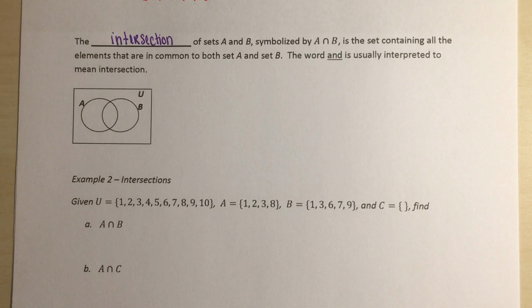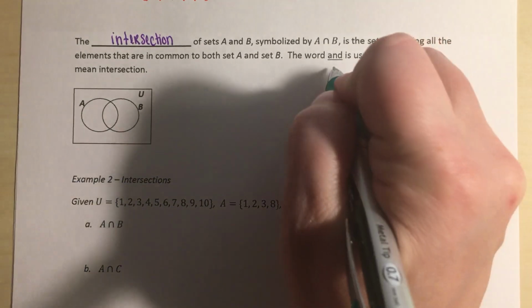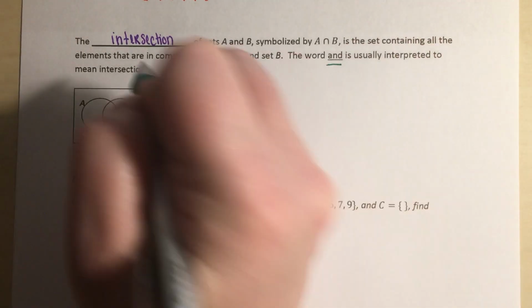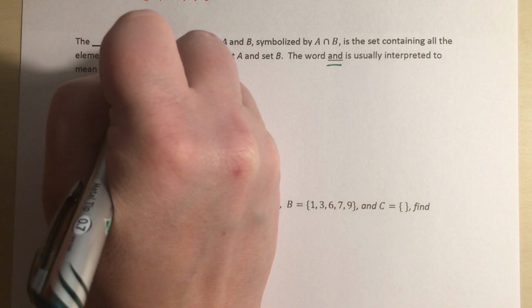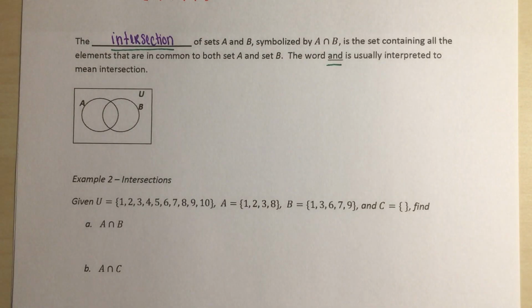A intersect B is a set containing all of the elements that are in common to both set A and set B. The word "and" is usually interpreted to mean intersection. So complement, we said, meant "not." Intersection is a word that means "and."